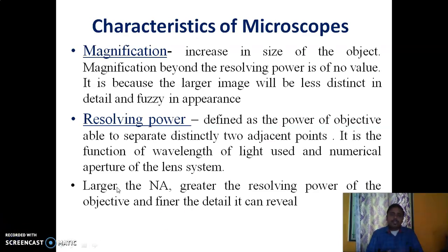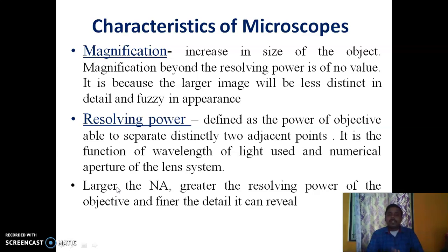As I already mentioned, magnification is increasing the size of the object that we are observing. With the help of magnification, we can enlarge the image to a greater size. But the problem is that magnification beyond the resolving power is of no value, because the larger image will be less distinct in detail and fuzzy in appearance. So we can't see the objects very clearly.